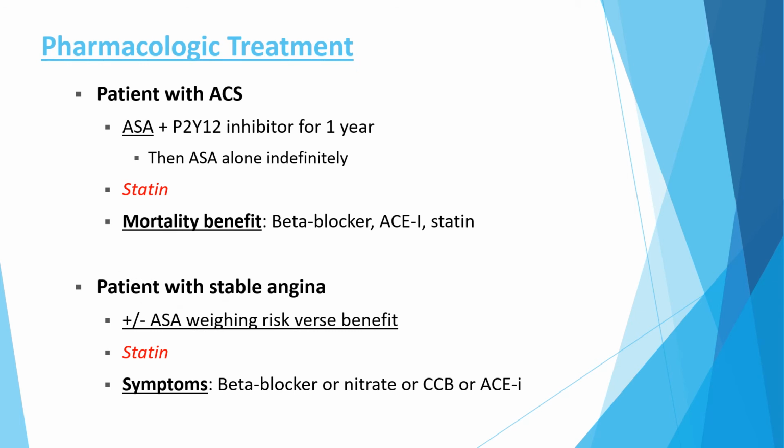So in summary, in patients with ACS or an acute coronary event, they should be on aspirin and a P2Y12 inhibitor for 1 year, then aspirin alone indefinitely. They should also be on a statin, and then they should be on a beta blocker and an ACE inhibitor to decrease their mortality. Patients with stable angina should be on aspirin, weighing the risk versus benefit, as well as a statin, and then they can use beta blockers, nitrates, calcium channel blockers, or ACE inhibitors to control their symptoms or underlying comorbidities.